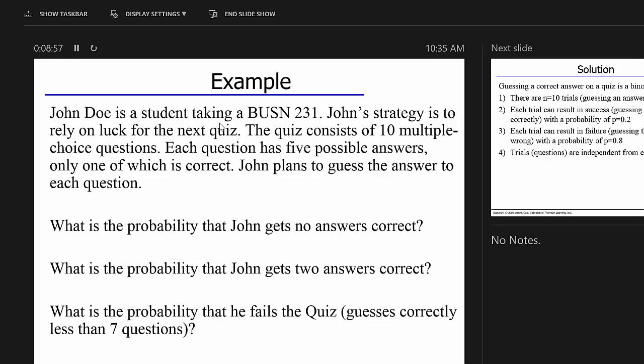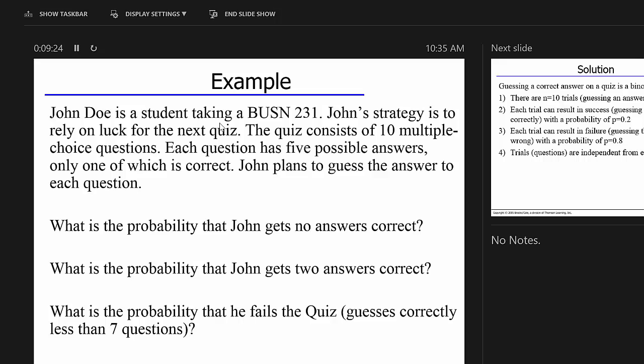Okay? So there is a hard way to find the probability, and then there is an easy way. The easy way is the one with JMP, right? The hard way is manual. So we'll do one of these questions manually, and then after that we'll see what JMP does. Okay? John Doe is a student taking this class, BSN 231, statistics, and John's strategy is to not study, but rely on blind luck for the next quiz.